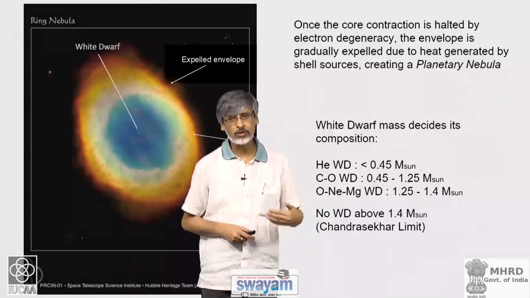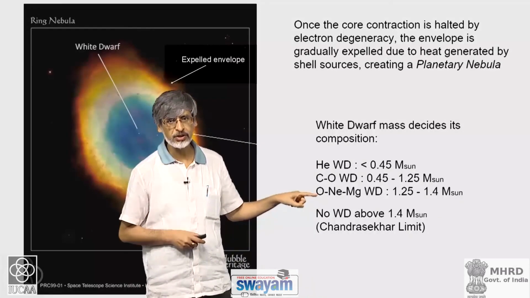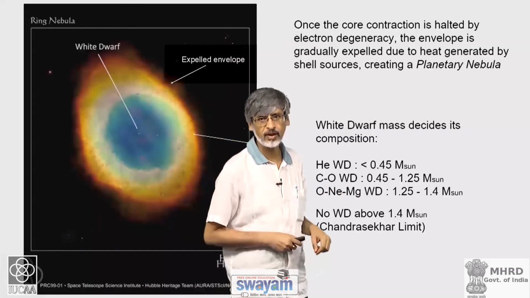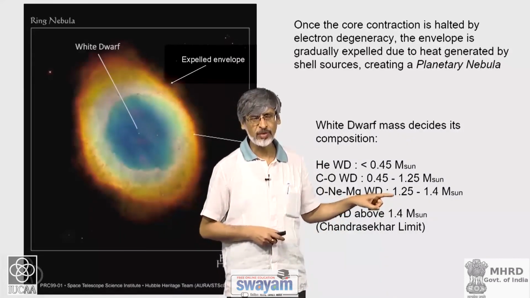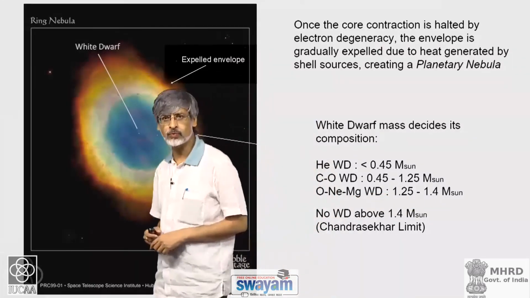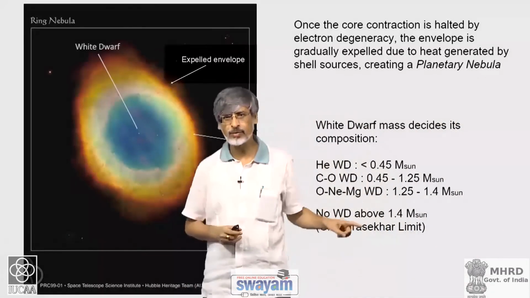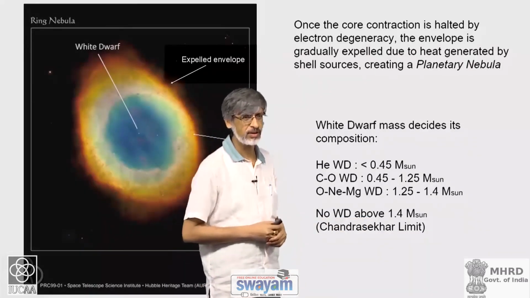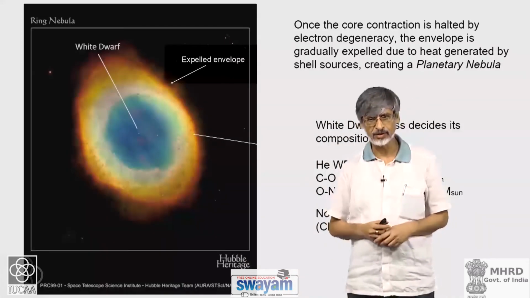the core would have gone through a stage of carbon burning already, and you get a composition which is a mixture of oxygen, neon and magnesium. And this is for white dwarf masses, so the core masses in the range 1.25 to 1.4 times the mass of the sun. What happens if you go even higher? Above 1.4 times the mass of the sun, no white dwarf is possible, and this is a famous limit called the Chandrasekhar limit.